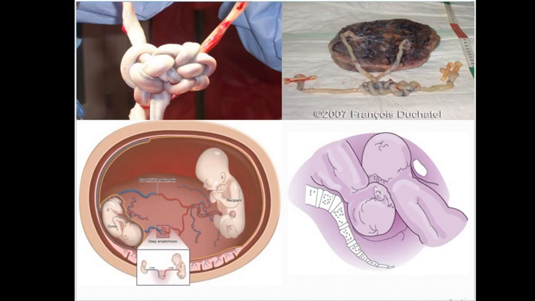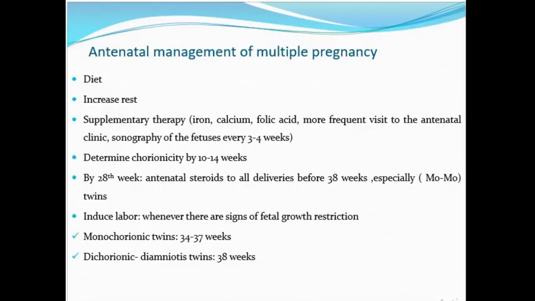As you can see, in this one the presenting part is the breech, or the first twin is being delivered by breech, and the second twin is coming cephalic, and so their heads are locking each other. Now, how do we manage this form of pregnancy?